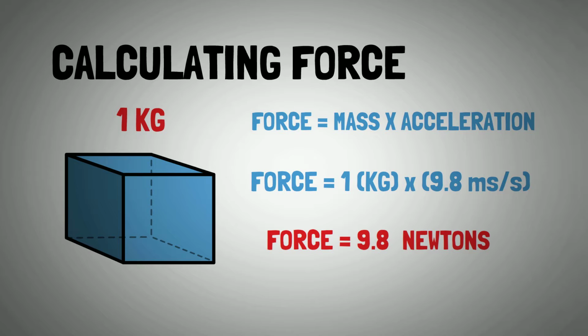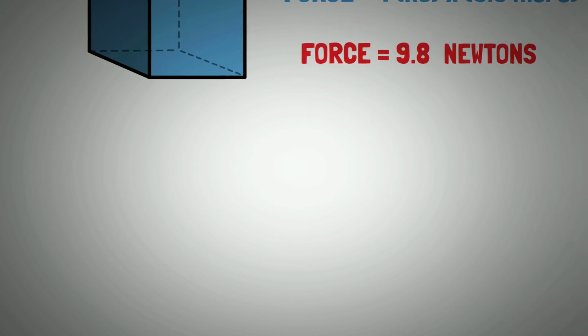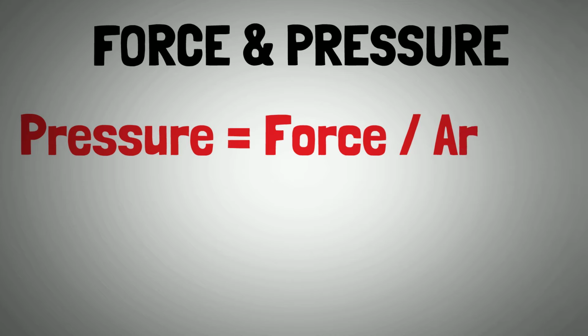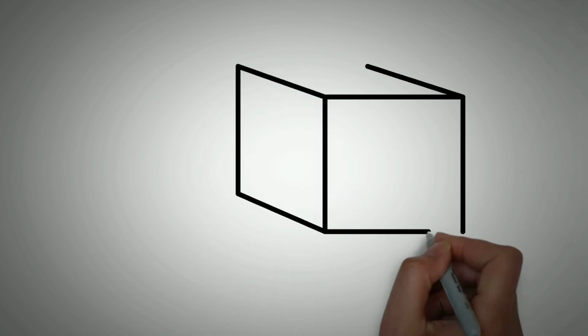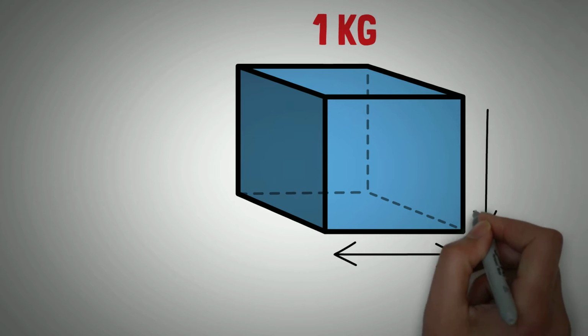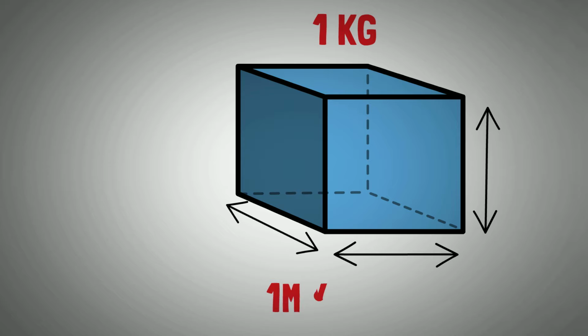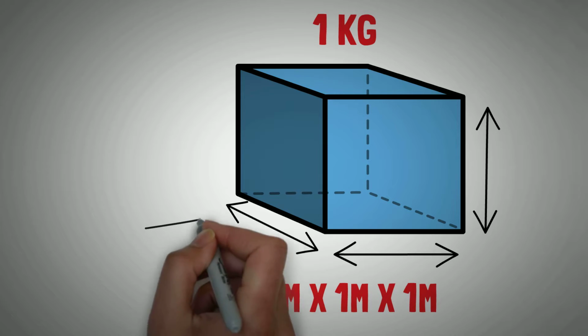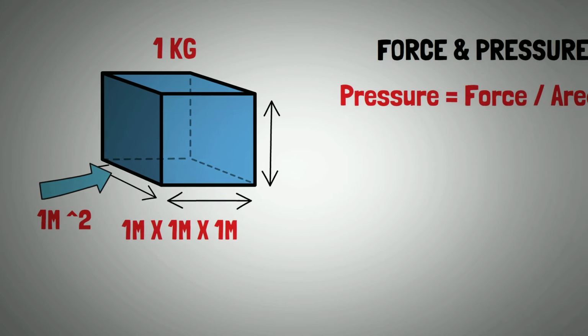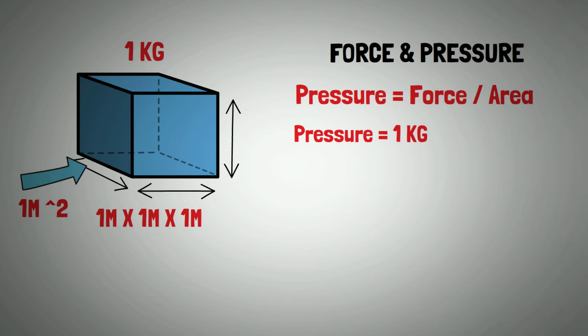Now we understand what force is and that gravity creates a force on a mass. Let's look at the relationship between force and pressure. As we said before, pressure is equal to a force divided by an area. Going back to our cube with 1 kilogram of mass, if we now give our cube some fixed dimensions and say our cube is 1 metre by 1 metre by 1 metre, we know that the surface in contact with the ground is 1 metre by 1 metre or 1 metre squared. We can now say the pressure it is exerting is 1 kilogram of force per metre squared.